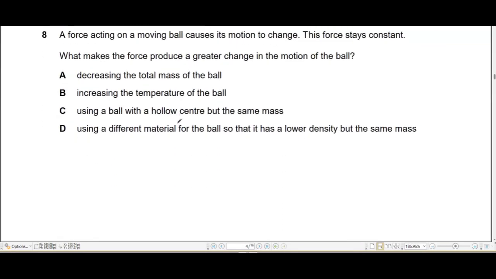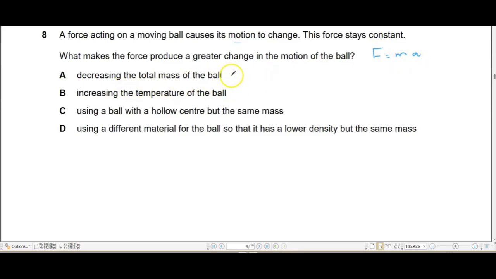Okay, question number 8. A force acting on a moving ball causes its motion to change. This force stays constant. Okay. What makes the force produce a greater change in the motion of the ball? So F is equal to MA. If this force is not changing, something out of these has to change. So let's look at the options.